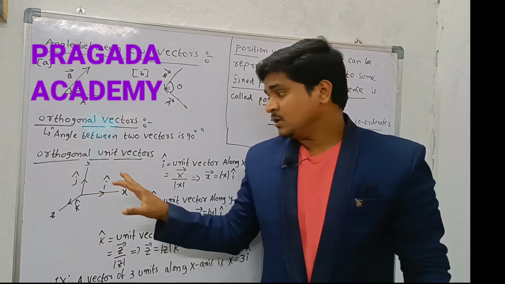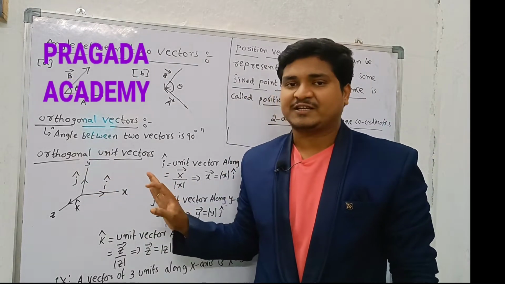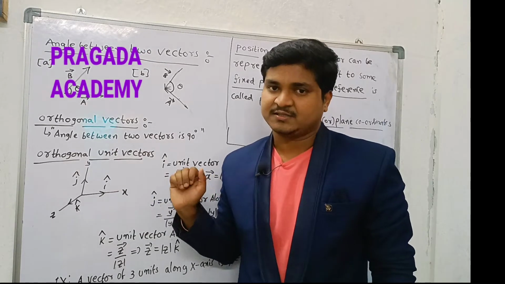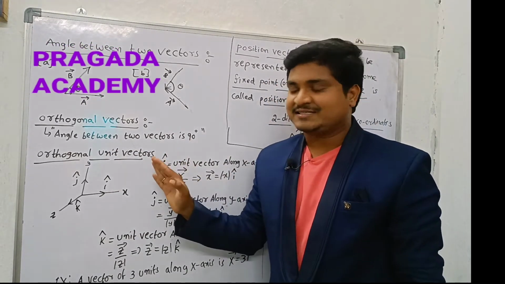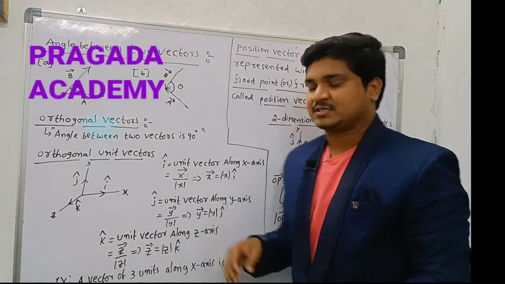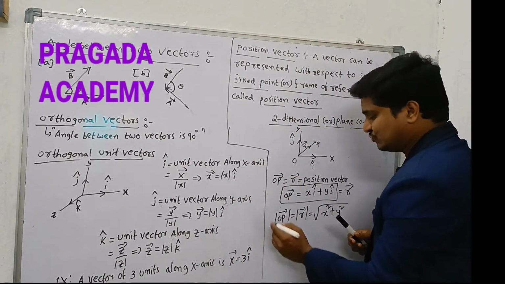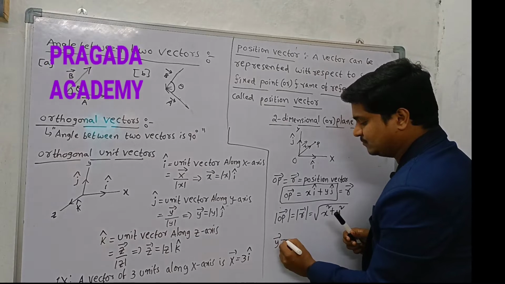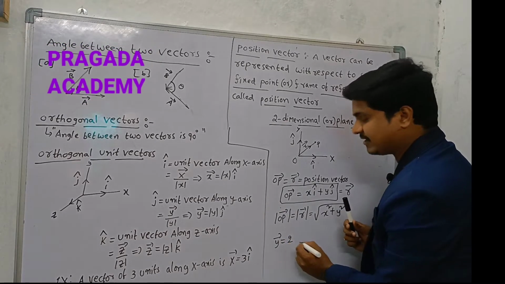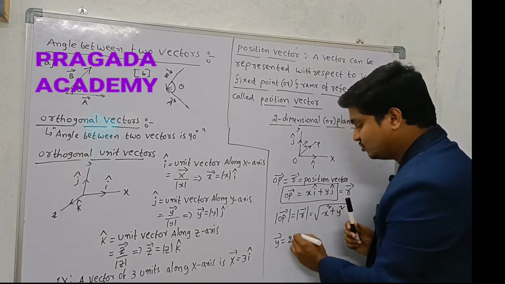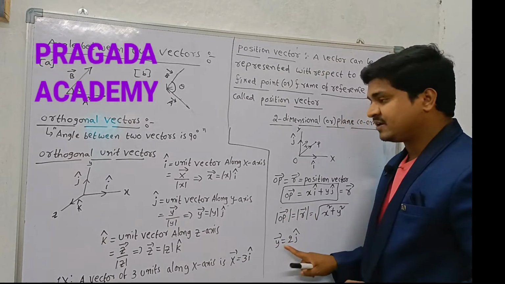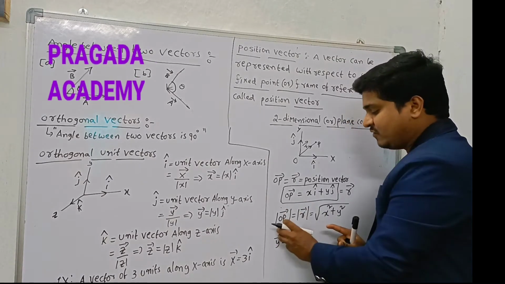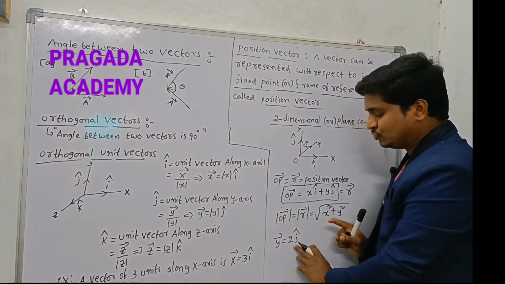By using these orthogonal unit vectors, we can find the values of vectors. Suppose I want to measure 2 units of distance along the positive y-axis. How do you measure? Positive y-axis is nothing but y bar equals 2 units. 2 is the magnitude, and the y-axis has the unit vector j cap. So we can represent the distance on the y-axis as y bar equals 2 into j cap.